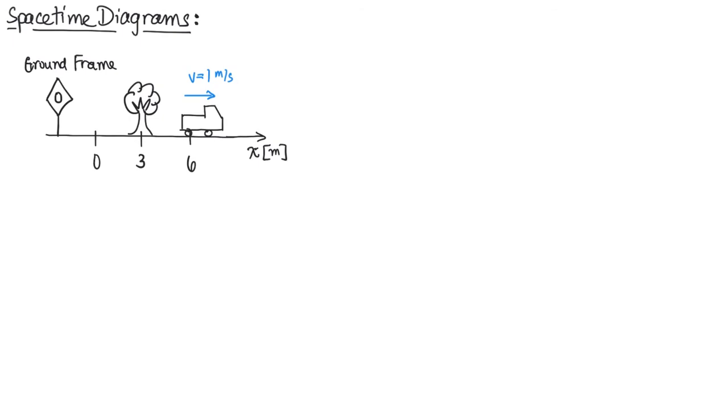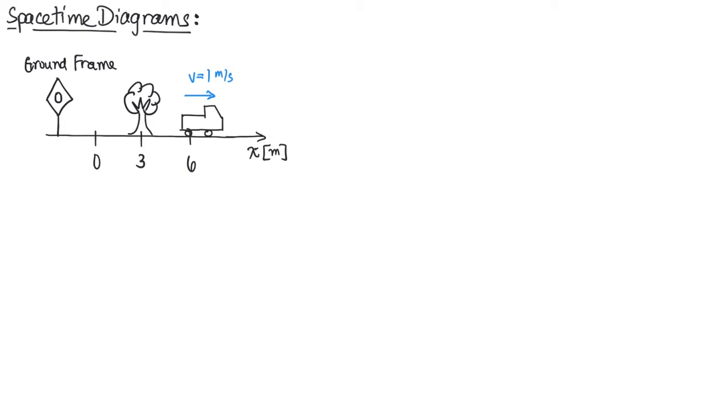We're going to start out with a kind of simple setup that has nothing to do with relativity, but we're just going to use it as a way to make sure that we understand that we can plot the position versus time of objects in a diagram. Okay, so for example, let's bring in this picture here, which is an image of a clock that's at rest in a ground frame, and a tree that's also at rest on that frame, and then we have a truck that's driving to the right at 1 meter per second.